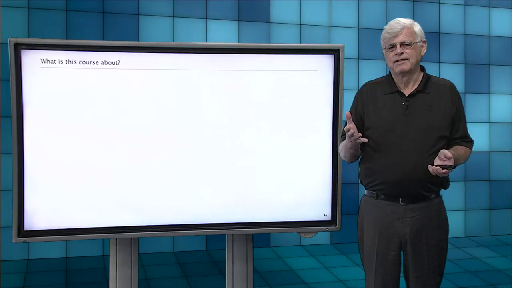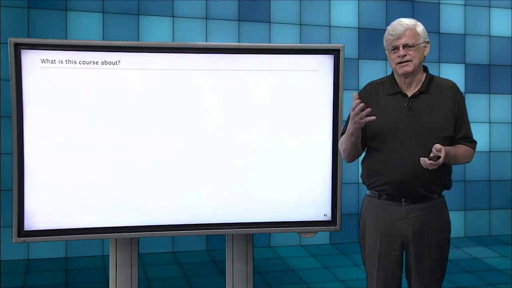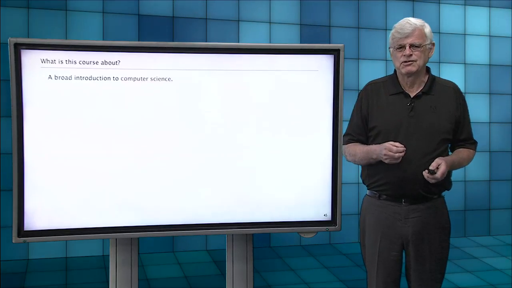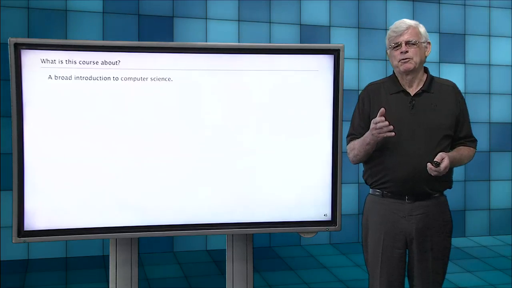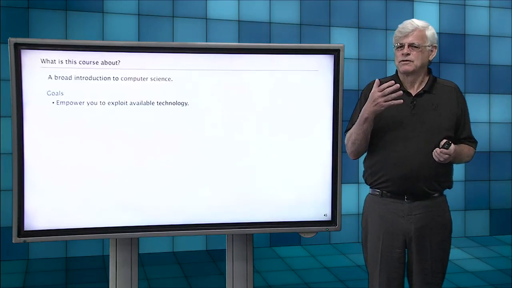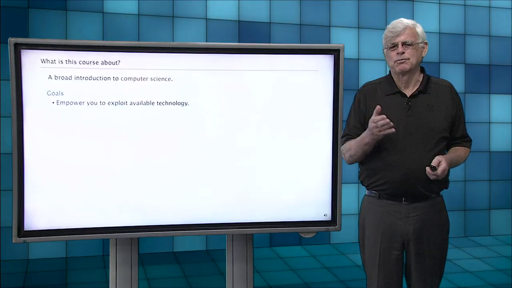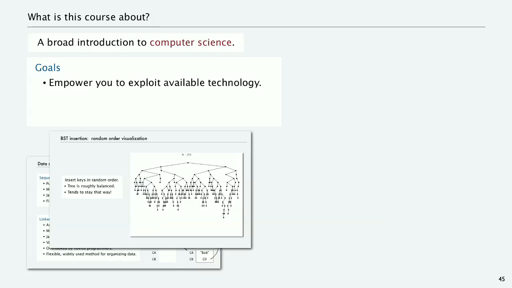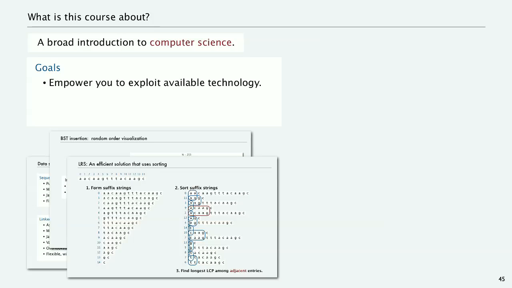So that's the last slide of content. And I just want to revisit what we promised at the beginning. So this course is supposed to be a brief introduction to computer science. And our goals are to, first of all, empower you to exploit available technology. And we covered data structures and link structures and algorithm design, a lot of basic information that are going to help you solve applications problems.